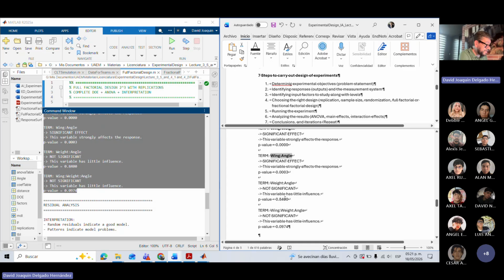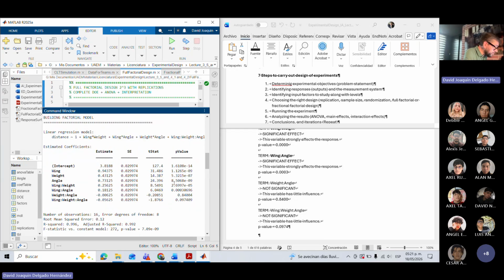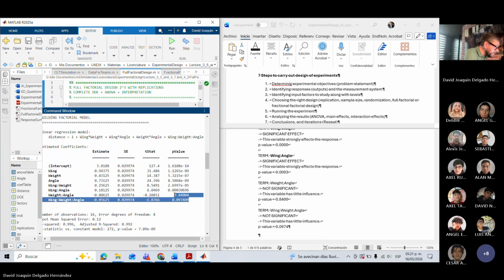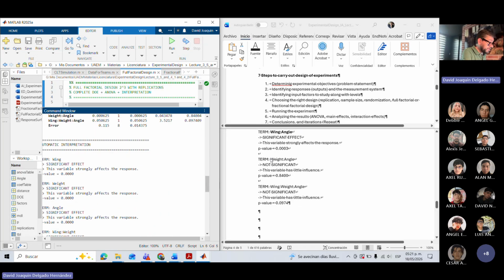But what happens with these last two? They are not significant. We already knew that, right? We already knew that because we observed the table and the values are greater than 0.05. Look, if I go up, these two values, the final two, are greater than 0.05. That means that this doesn't matter. Weight and angle doesn't matter, and wing weight and angle doesn't matter. Okay? That is the interpretation here. This is not significant.